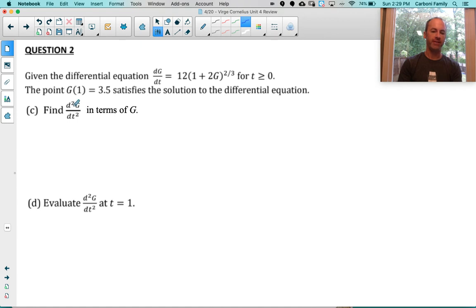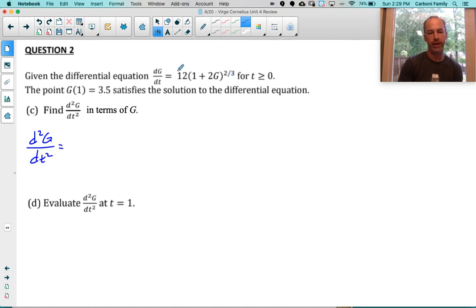Part C, find the second derivative, and I added on this in terms of g. That is typically on the AP exam. The writer of this question just forgot to put that in there. So we have dg/dt. If I want the second derivative, we'll simply do the derivative of that function, which would be a chain rule.